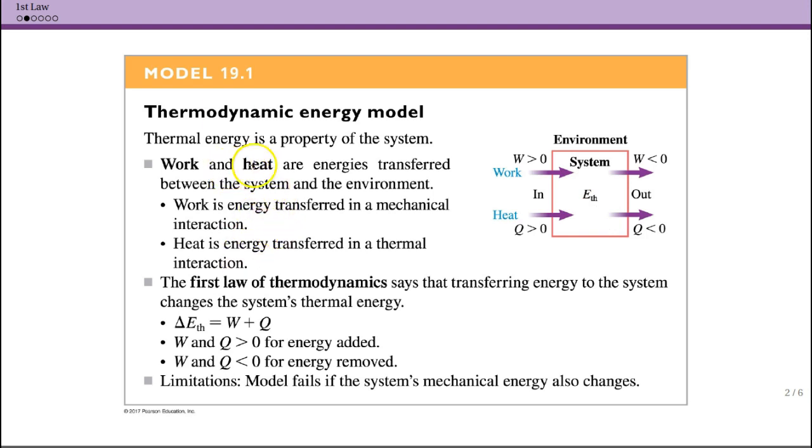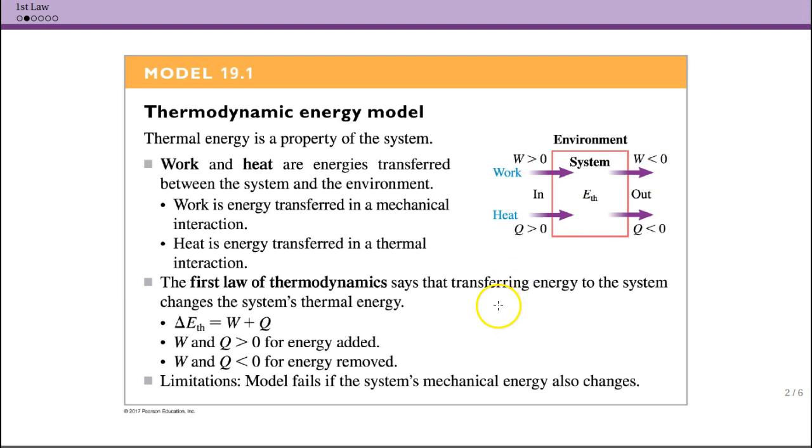So work and heat are going to be the transferred energy between the system and the environment. When we have positive work and positive heat, that's energy transferred in. When we have negative work and negative heat, that's energy transferred out from the system to the environment. And it's possible that you might have multiple things going on at once, such that you have to keep track of both of these, but then you could think about the net work and net heat.